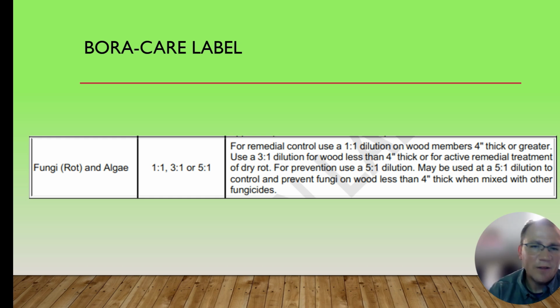So keep in mind there are some things you need to know. You need to know obviously if what you're trying to treat is active or not, because the ratios for active versus preventative are a lot different on a Boracare label. I mention this because a lot of people struggle with the Boracare label, and you really need to know these types of things to solve a problem. If you use a 5-to-1 ratio, you're definitely not going to kill something that's active, as you can see here. Obviously, too, if you're dealing with rot, a lot of times you're going to replace the wood.